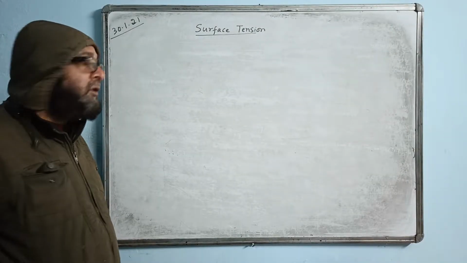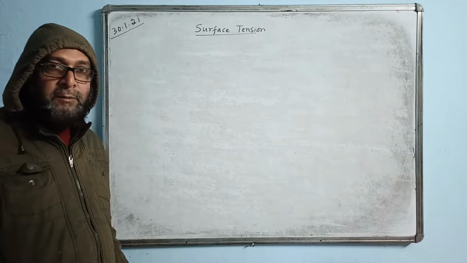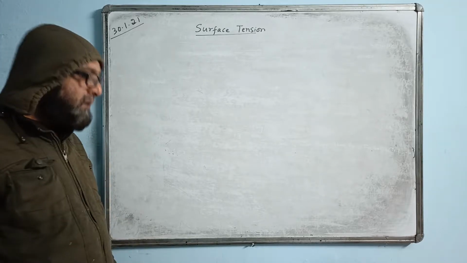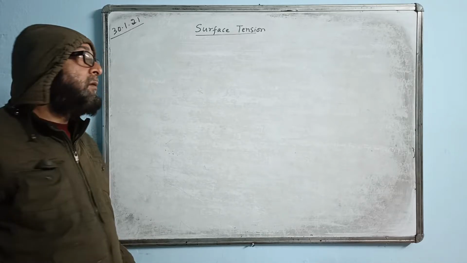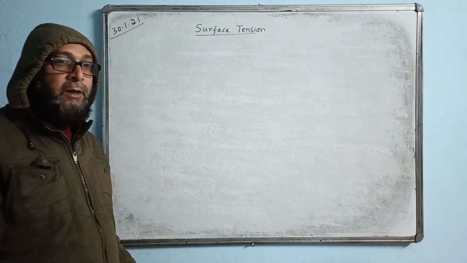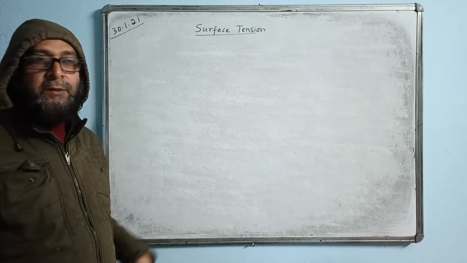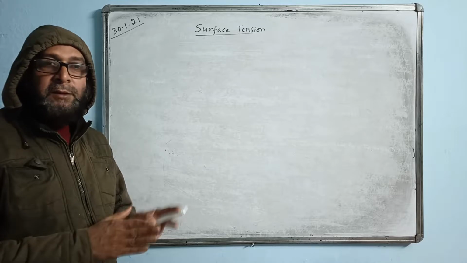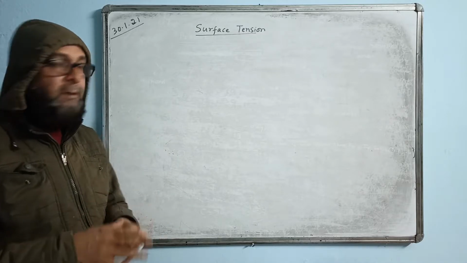Okay, today we are starting a new chapter, surface tension. What is surface tension? Before surface tension, you have to learn about the properties of liquid. Liquid contains molecules which are in continuous motion, and the intermolecular space is less but not the least.